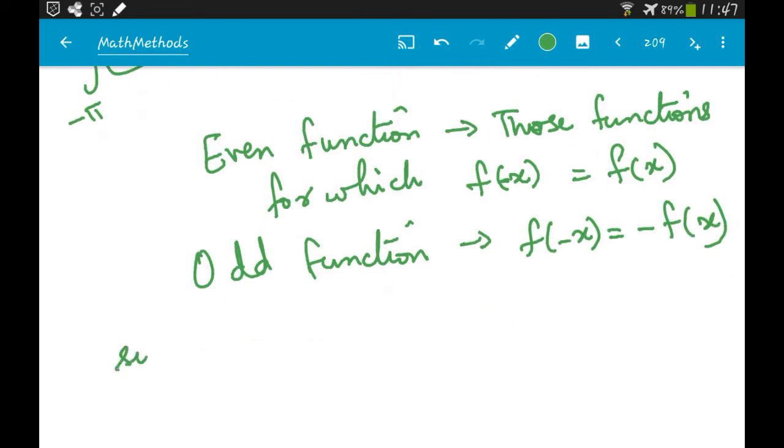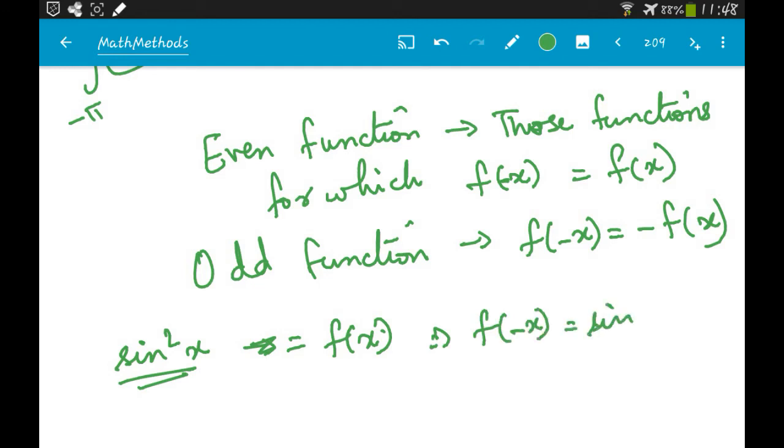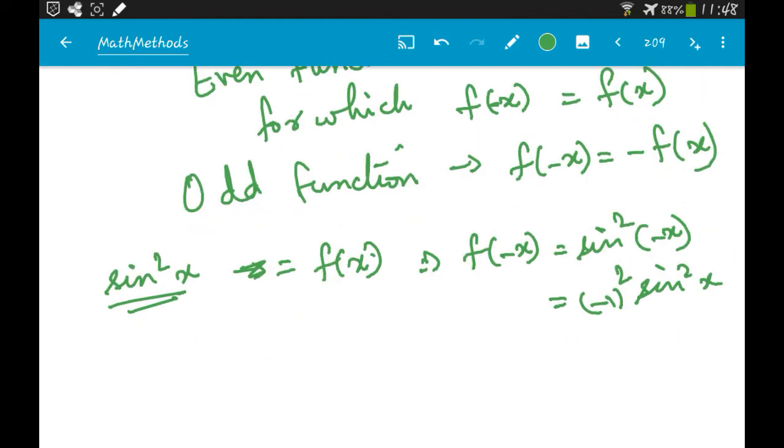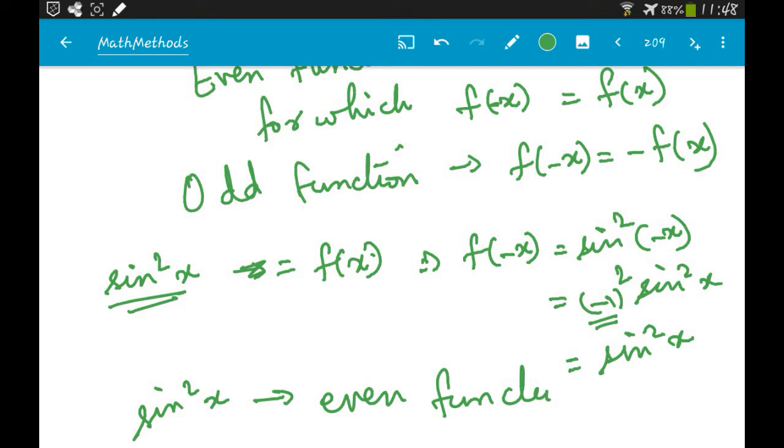Now what is sine square x? Let's call this f of x. Then what is f of minus x? F of minus x is nothing but sine square of minus x, which is minus 1 whole square sine square x, because sine of minus x is minus sine x. But because this is a square, it will be minus 1 whole square sine square x, which is nothing but sine square x. So sine square x is an even function.